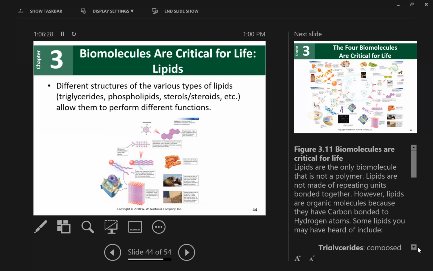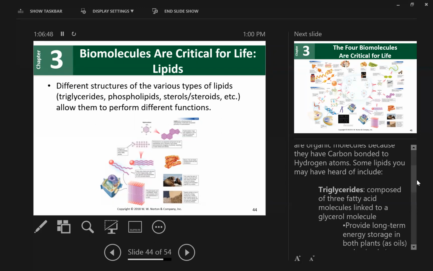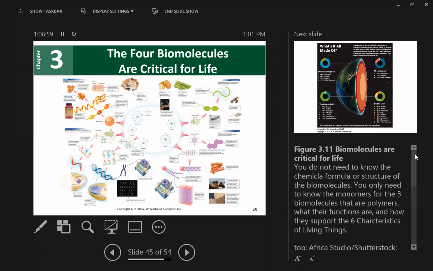So lipids are not made of these repeating monomer chains, if you recall me saying at the beginning. Lipids are organic molecules because they have carbon bonds to hydrogen molecules. Some lipids, like the triglycerides, which have 3 fatty acid molecules, are linked to a glycerol molecule. That's what is your long-term fatty storage.